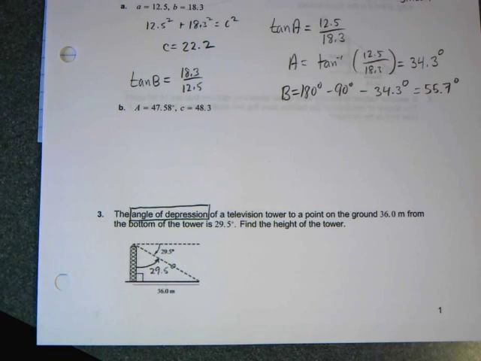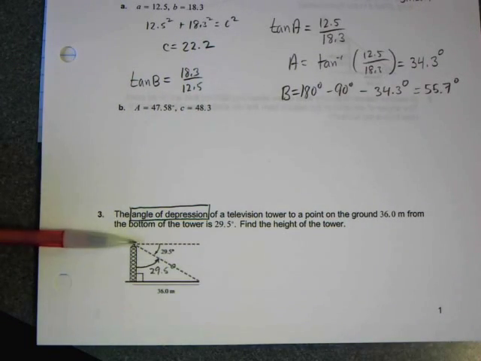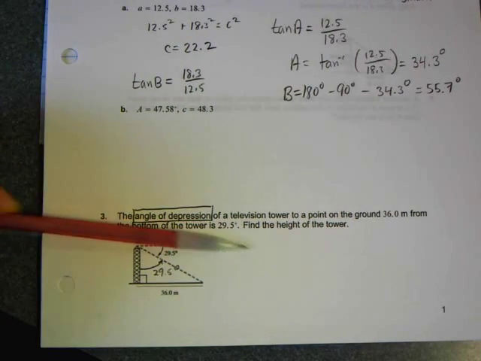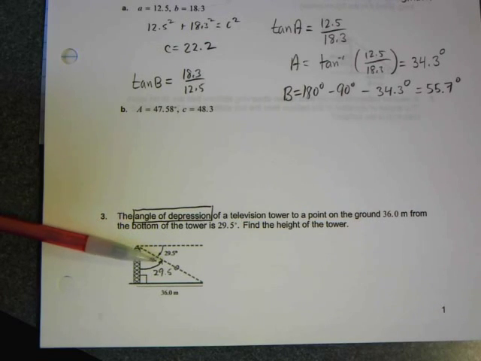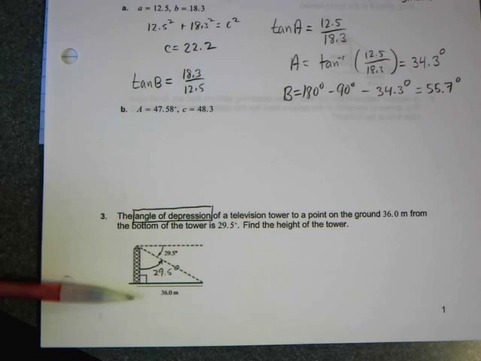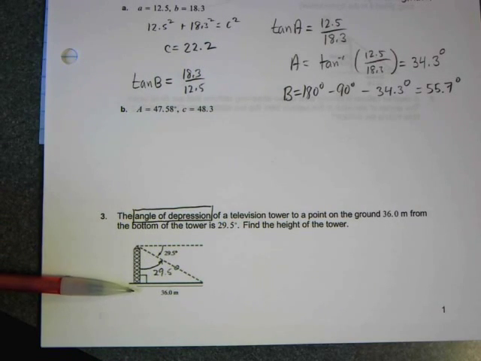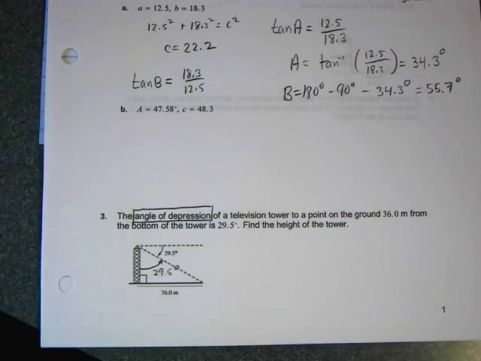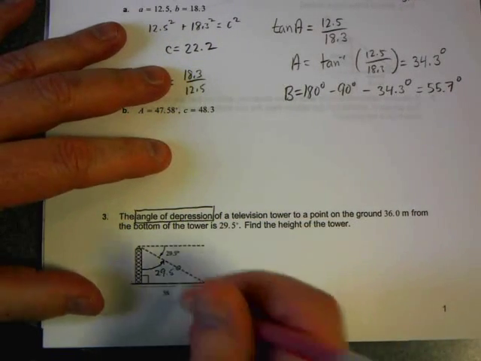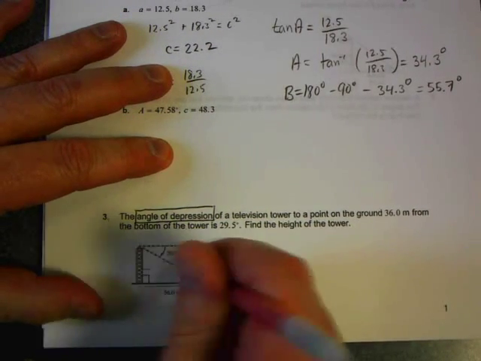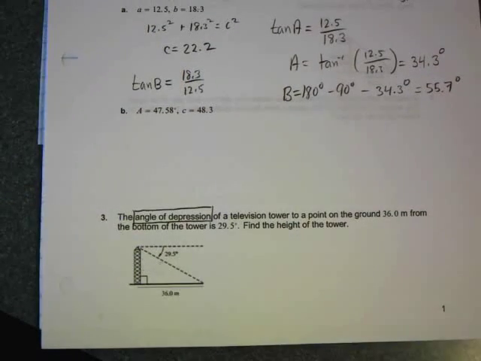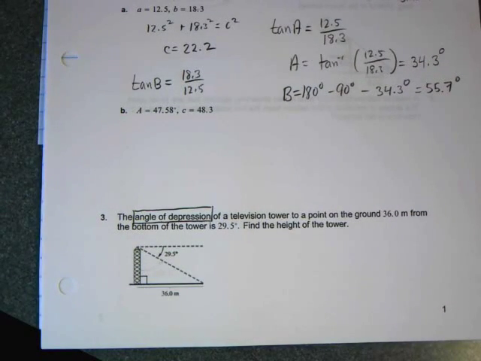Angle of depression or angle of inclination means the angle from horizontal. So here's the horizontal. This is the angle of depression. This angle is not being measured from a horizontal, it's being measured from a vertical. So that's not angle of depression. So the angle that I gave you, the 29.5 degrees, is not really the angle that you need for this problem. What angle do you need for this problem?